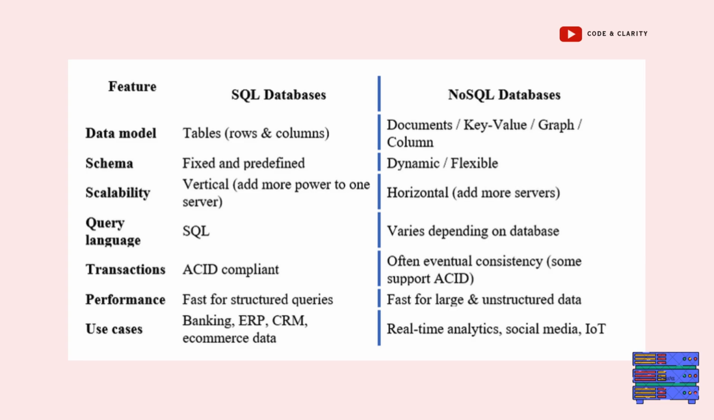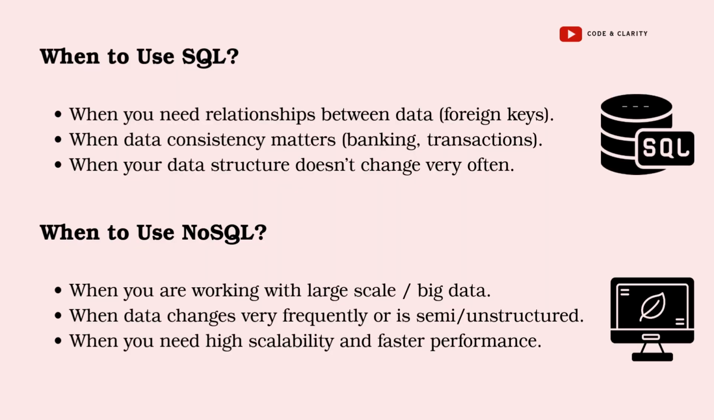Now, the use cases. Now, SQL databases are used in banking, then enterprise resource planning, customer relationship management, then e-commerce data. Whereas the NoSQL databases are used in case of real time analytics, then the social media applications, then Internet of Things. So, these are actually some of the basic differences of the SQL databases and the NoSQL databases. Now, the NoSQL database examples can be MongoDB, and also it can be Cassandra, etc. So MongoDB is mostly used in case of Monster.